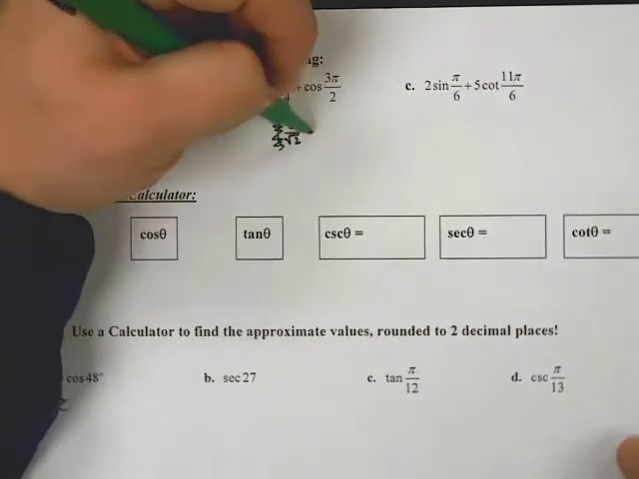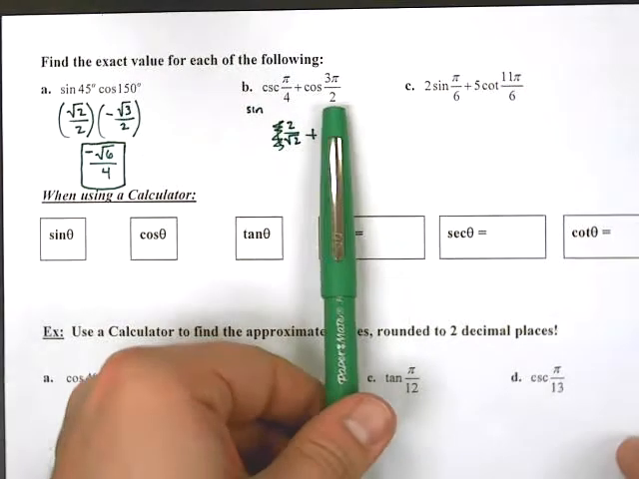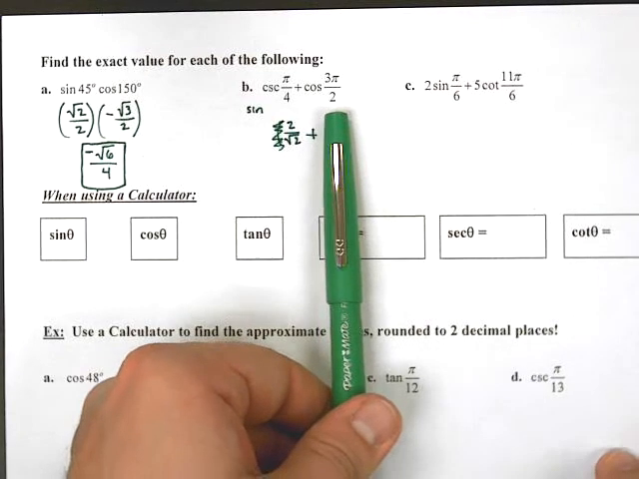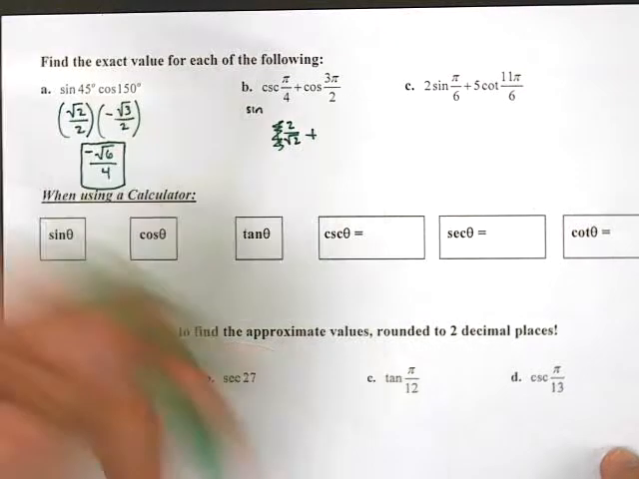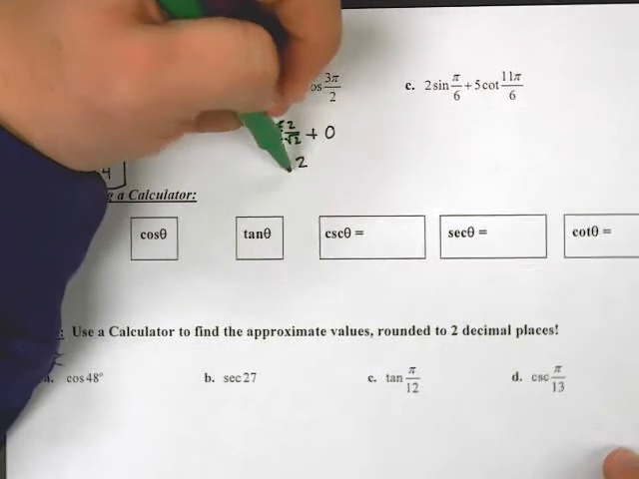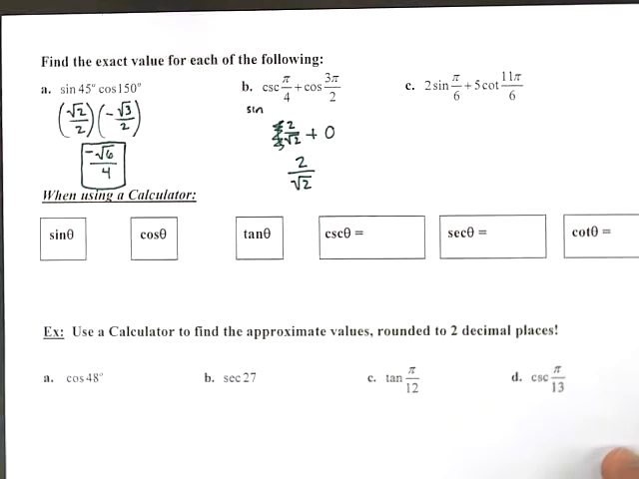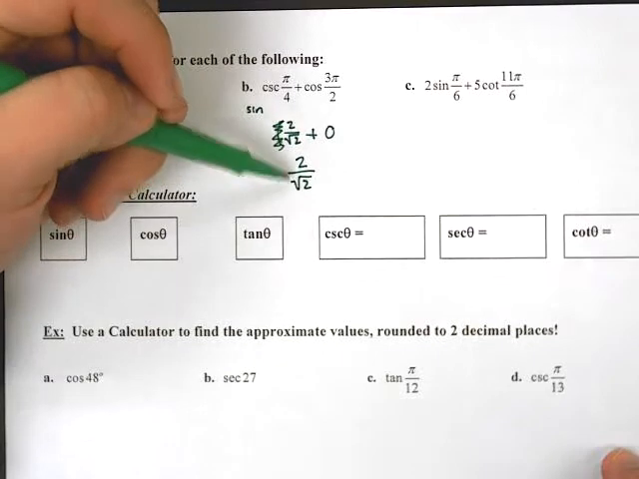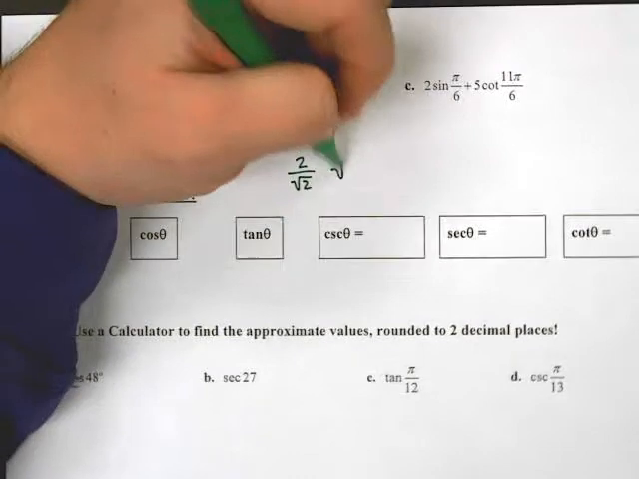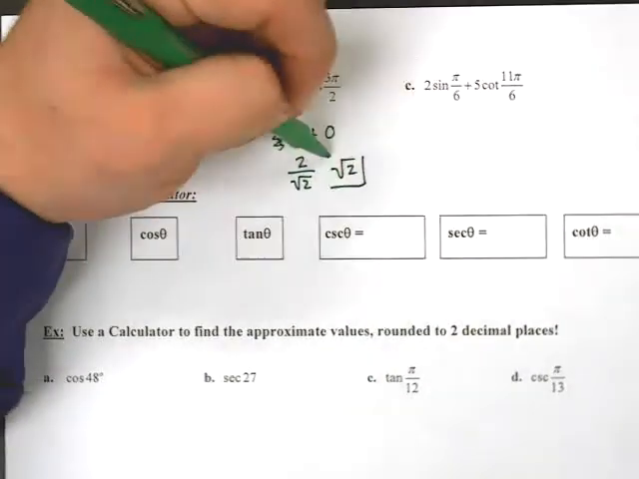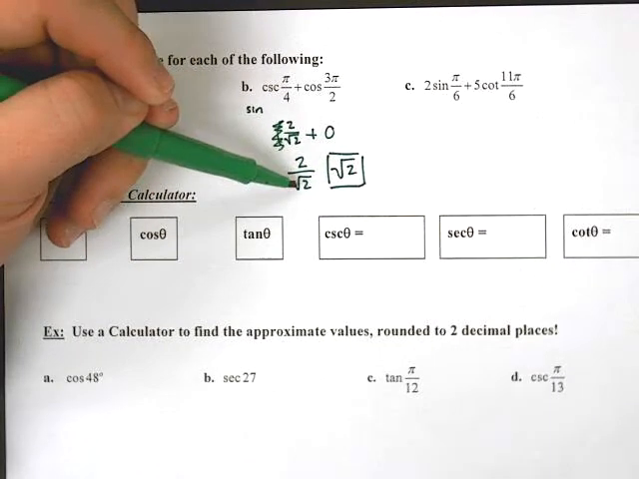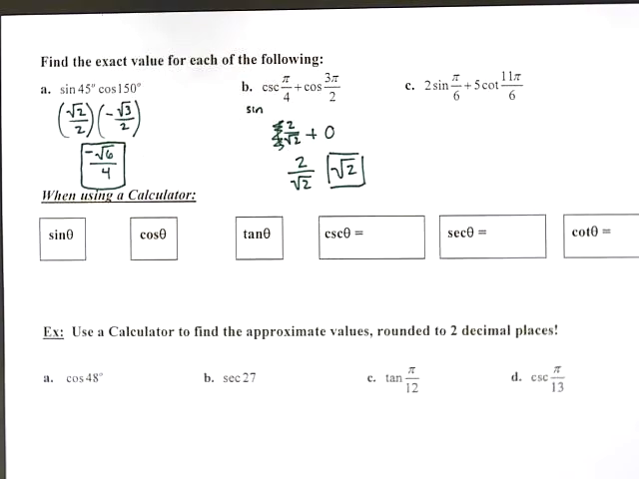And then plus cosine 3 pi over 2. Well, 3 pi over 2 is a quadrantal angle, and it's going straight down. So what is my x-coordinate when I go straight down? 0. So when I put these together, I still just have 2 over root 2, and hopefully we can think about this. What's root 2 times root 2? 2. So this is square root of 2. I would accept this, but it's not bad for you to understand that 2 divided by radical 2 is radical 2.